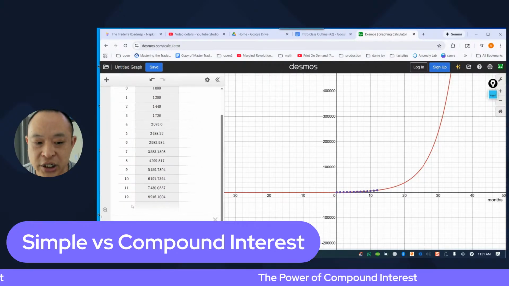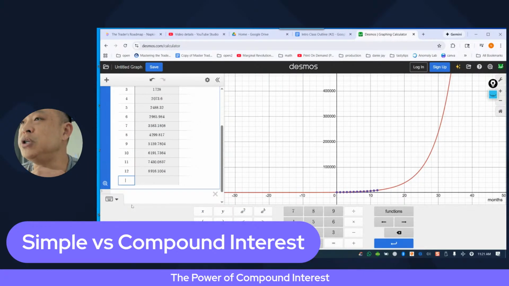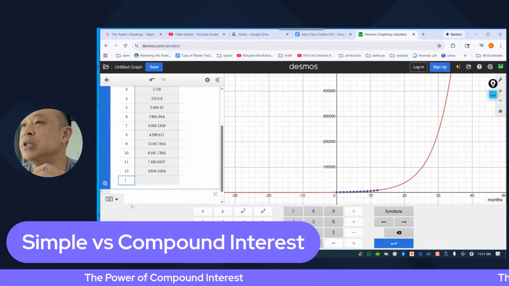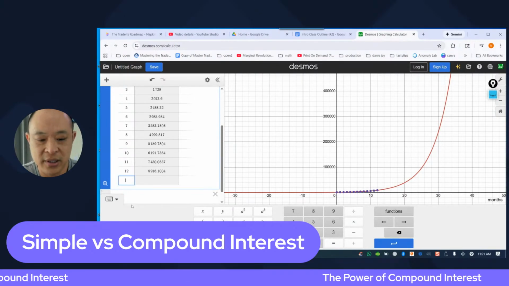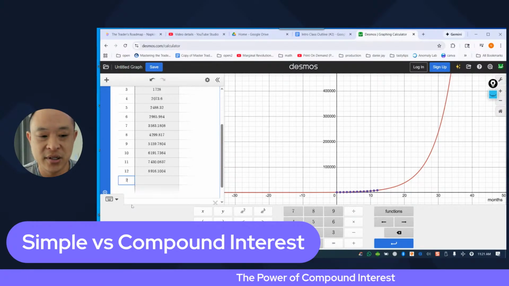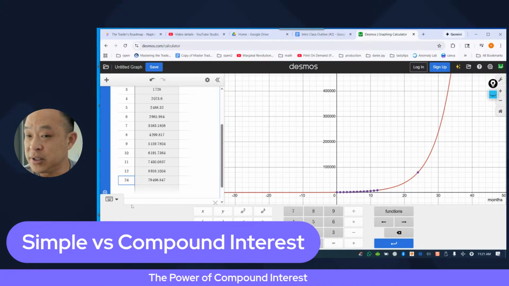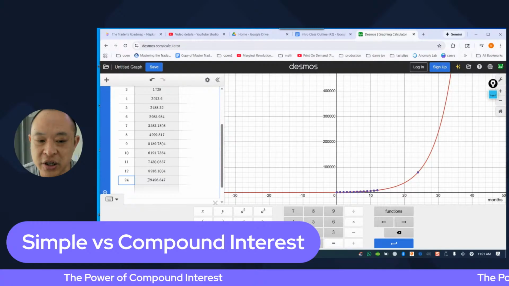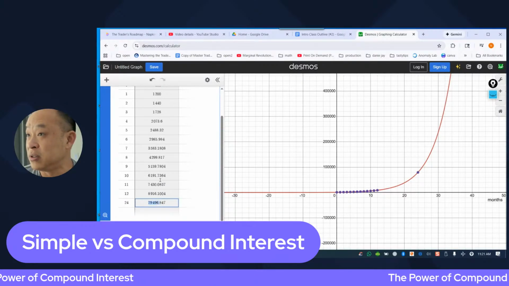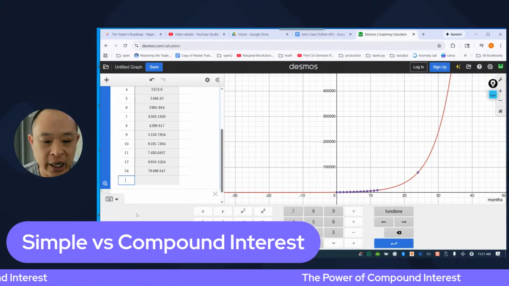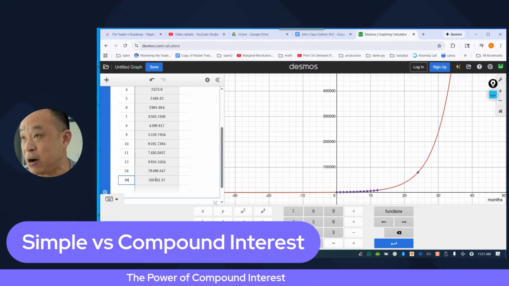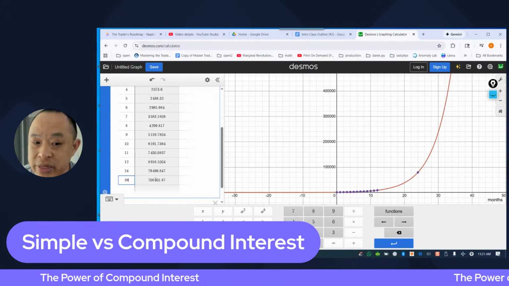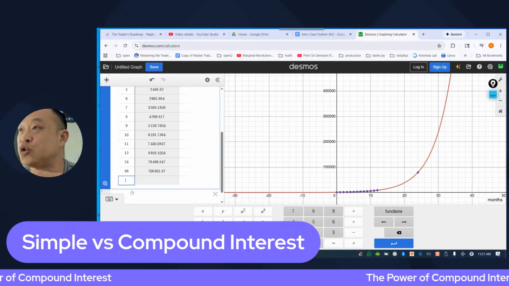So now watch. How many months are in 2 years? There's 12 months in 1 year. So there's 24 months in 2 years. So now look, after 2 years, I now have $80,000. Watch, after 3 years, 36 months, I have $708,000, starting with $1,000.